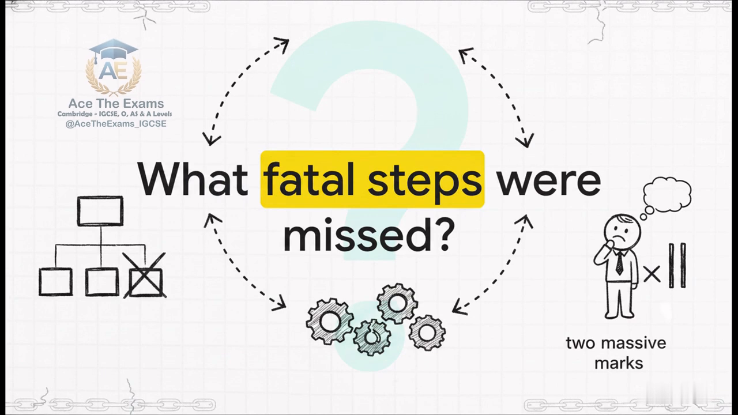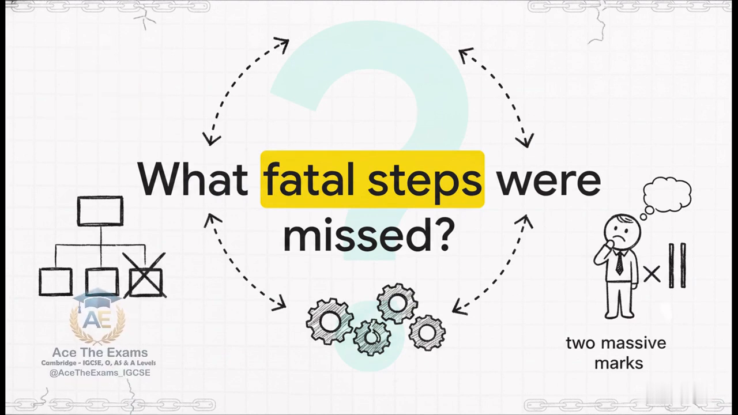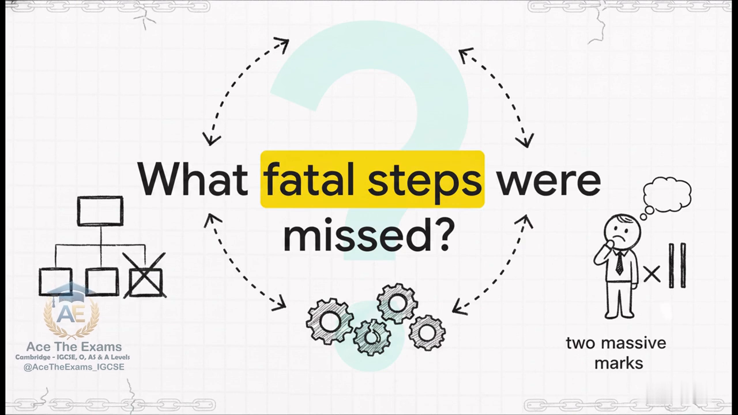Okay, pause and predict for a second. Think about that answer again. What fatal, completely missing process steps just cost this student 2 massive marks? I mean, they correctly identified the method and they got the scenario, but they completely skipped the actual mechanics.